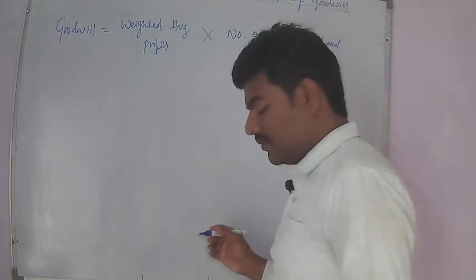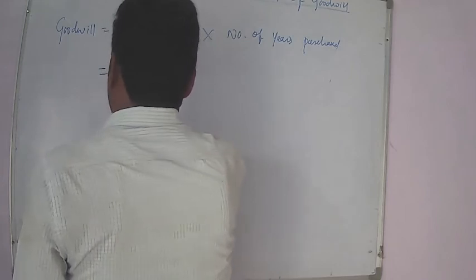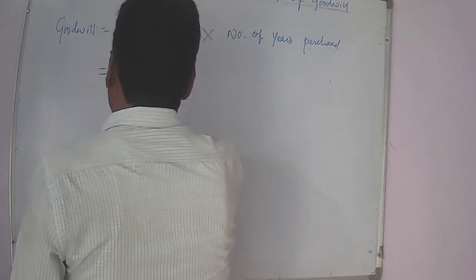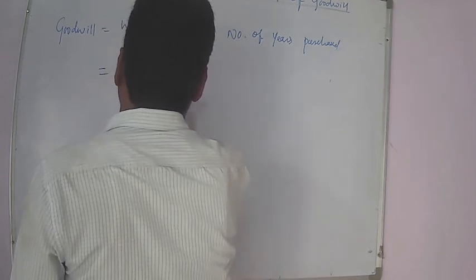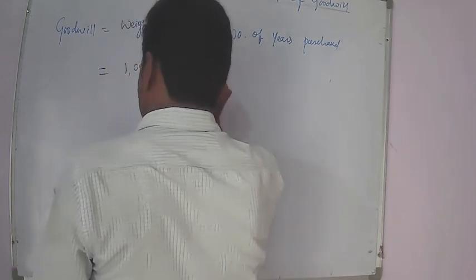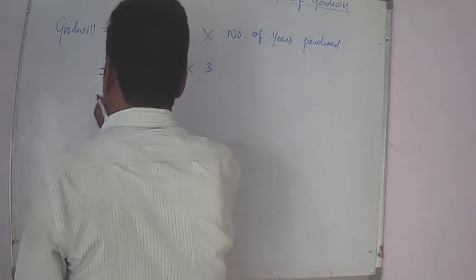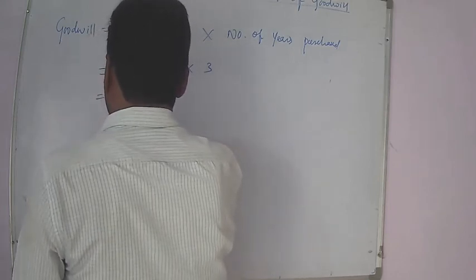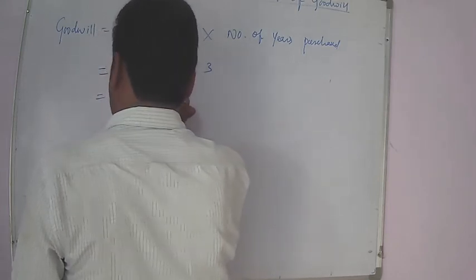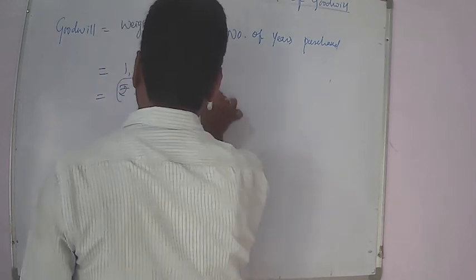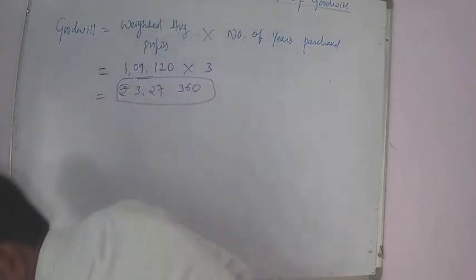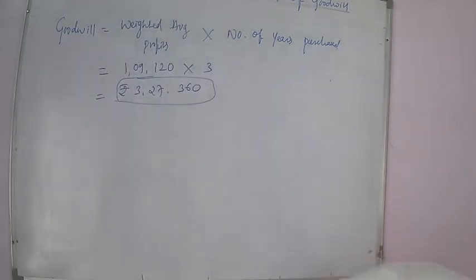It has to be multiplied by this weighted average. Weighted average profit already we have calculated. It is 1,09,120. Number of years purchased is 3 years. So the last answer would be rupees 3,27,360. Yes. This is the solution.